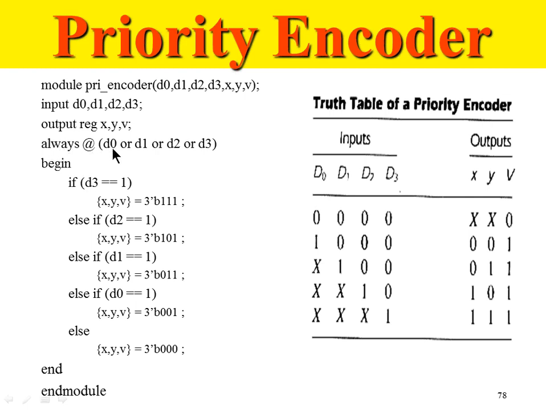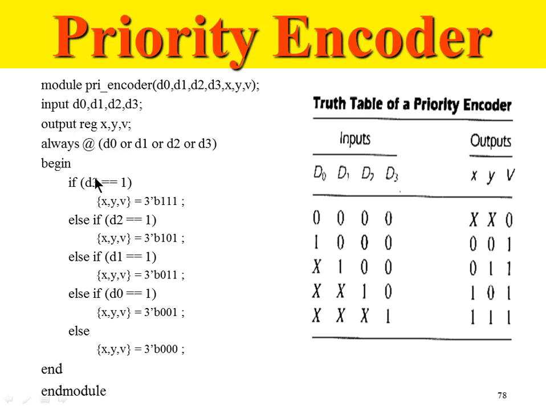In the always block, always @ D0 or D1 or D2 or D3, these are my inputs. This is my sensitivity list. Begin the always block. As per the truth table, if D3 is equal to 1, equal to means I'm comparing. If D3 is equal to 1, X, Y, and V concatenated. These are single-bit outputs. If I concatenate them using the curly brackets, it is equal to 3'b111. So if D3 is high, I don't care about the other inputs. Outputs will be 111: X equal to 1, Y equal to 1, V equal to 1. I concatenate them and give a 3-bit value.